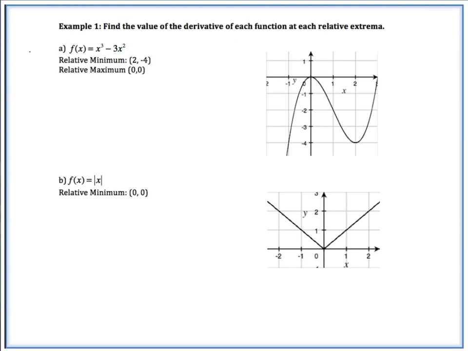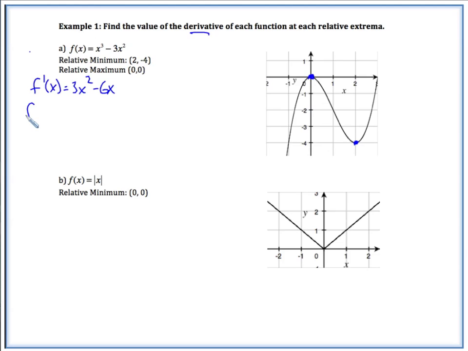All right, next we want to find the value of the derivative of each function at the relative extrema. So we're going to do a little exploration. What's happening to the derivative when we have maximums or we have minimums? Okay, so here's our maximum, here's our minimum. What's happening to the derivative? Well, let's find our derivative. We'll use the power rule here. Okay, so there's our derivative.